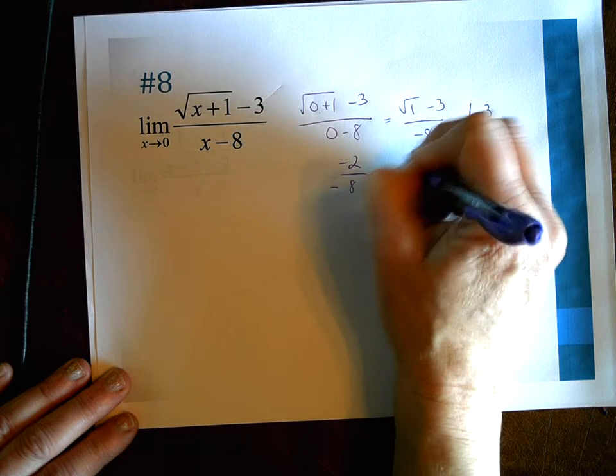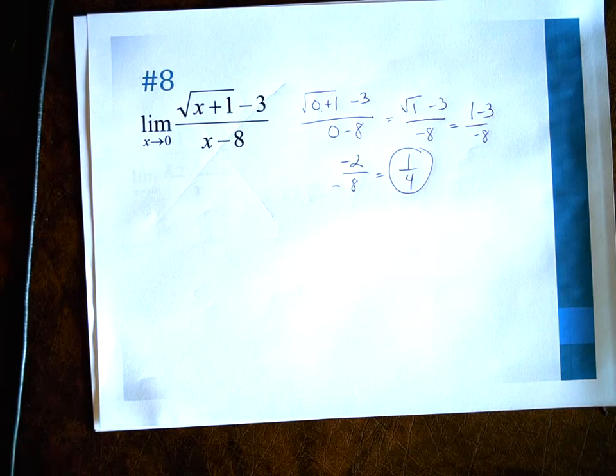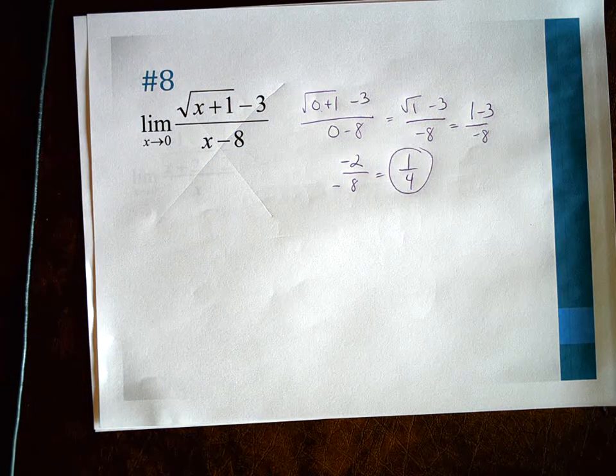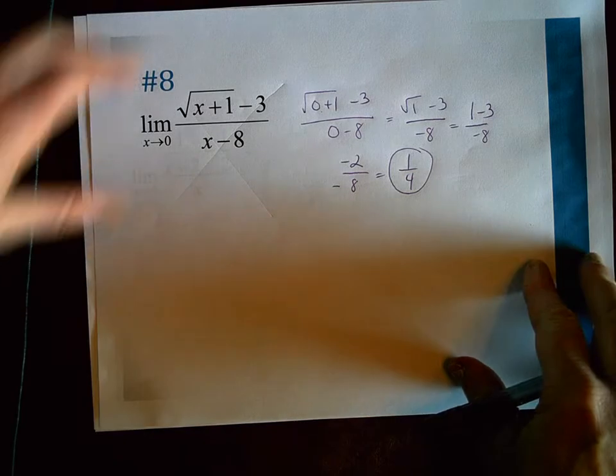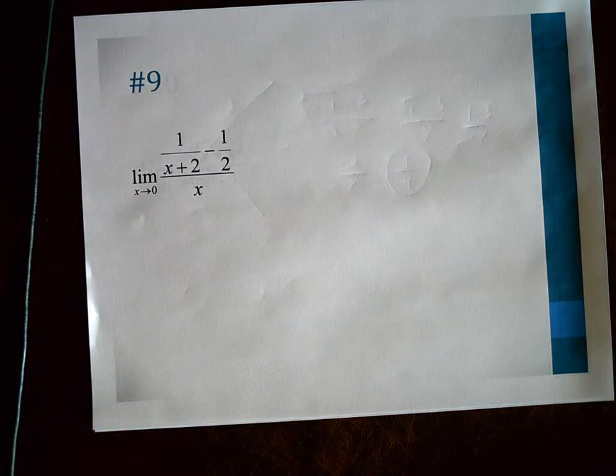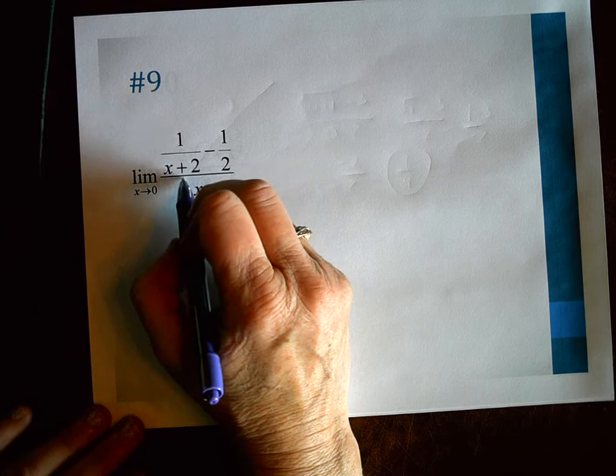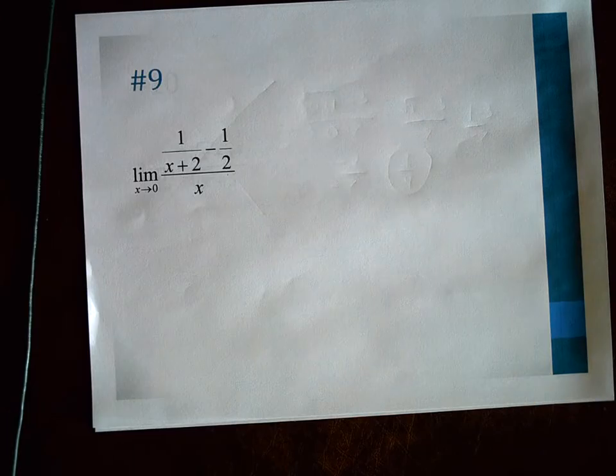And you get 1/4. So just because it has a radical doesn't mean you have to rationalize it. Always try direct substitution first. Okay, 2 more. Number 9. Number 9 looks scary, and it's not fun. I can't do direct substitution. I'm going to have 1/2 minus 1/2 over 0, 0 over 0, indeterminate.